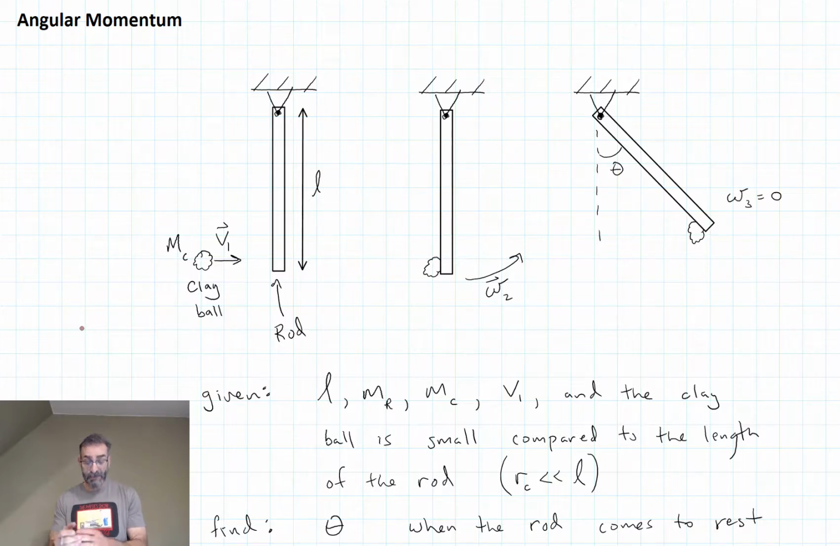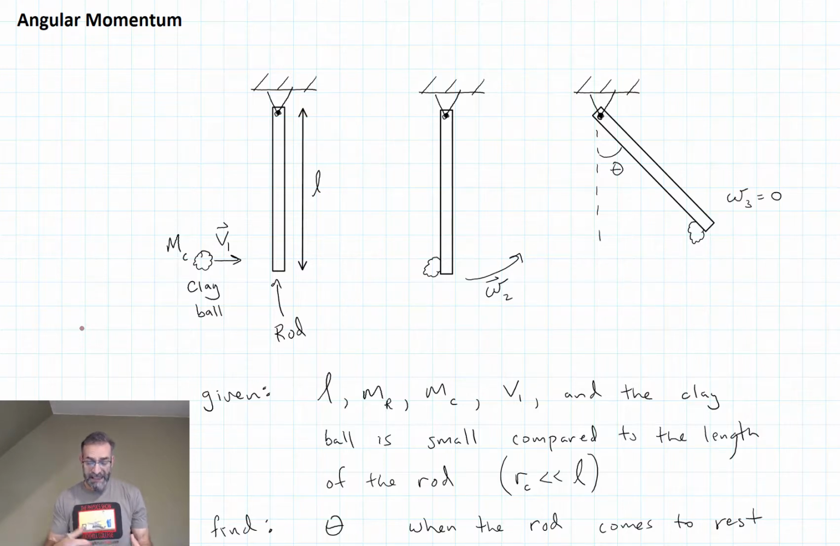Can we go from the beginning to the end using linear momentum? No, we can't. This rod is attached to the earth. And so the ball starts out with lots of linear momentum, then it hits the rod and tries to keep going, but the rod is attached to the earth at the axis, and it can't move in that direction.